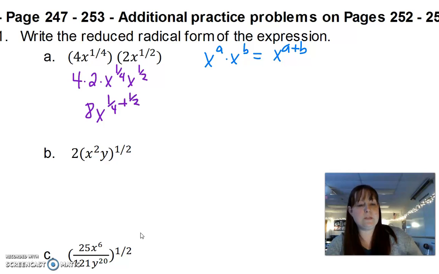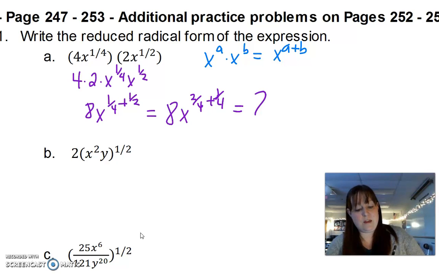And you say, but Mrs. Barney, we can't add 1/4 and 1/2. No, you can't, until they have common denominators. And hopefully, you're pretty proficient in changing denominators that you realize that 1/2 is 2/4. So we end up with 8x to the 3/4, because 1/2 is 2/4 plus 1/4.